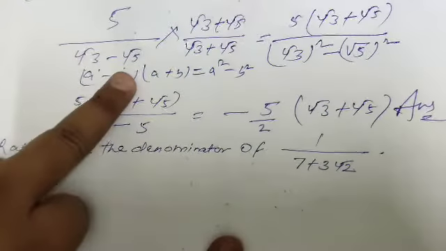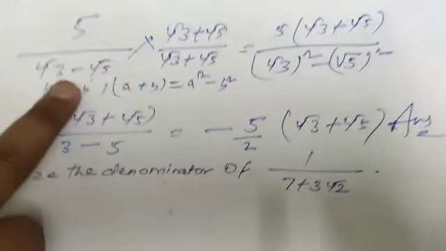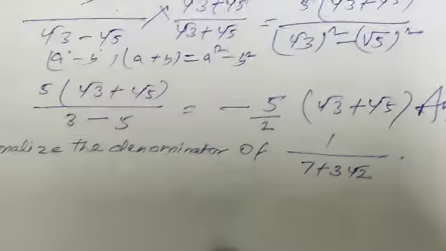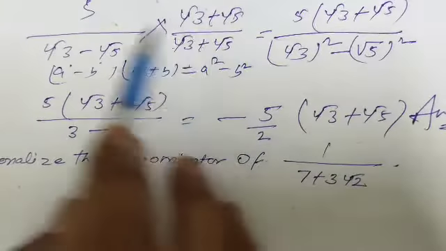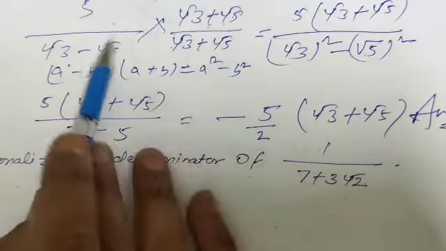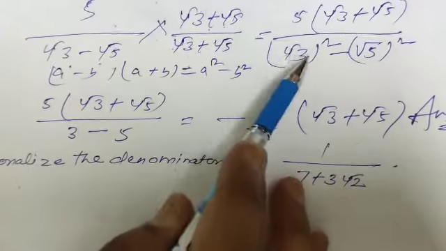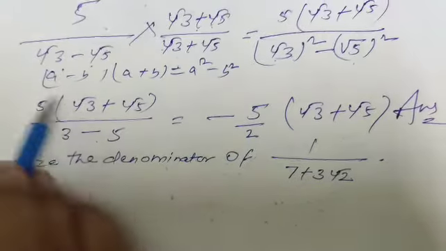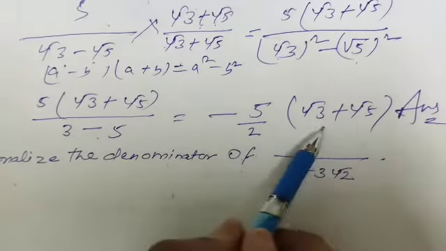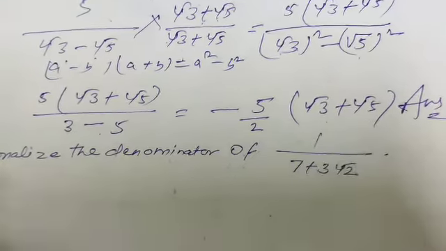Again, what we are doing, I just repeat it. Root 3 minus root 5, you multiply it with your conjugate. The conjugate of root 3 minus root 5 is root 3 plus root 5, in the numerator and in the denominator. So it is 5 into (root 3 plus root 5) upon root 3 square minus root 5 square. The square of root 3 is 3 and the square of root 5 is 5. So 3 minus 5 is minus 2, and the answer is minus 5 by 2 into (root 3 plus root 5).